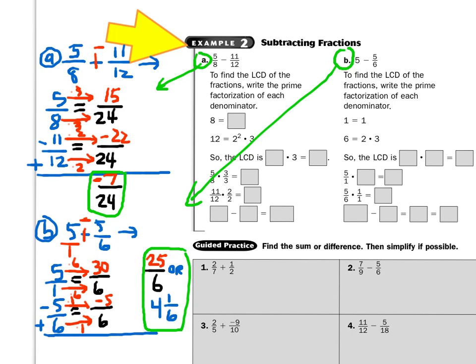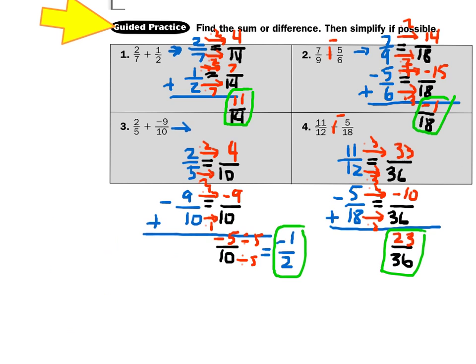And now I just add the numerators. 30 plus negative 5 gives me 25. The positives win by 25. So I get 25 over 6. Or I can write this as a mixed number. 6 goes into 25 4 complete times, and that leaves 1 left over 6. So I can write 25 over 6 as a mixed number, 4 and 1/6, and I box my answer.